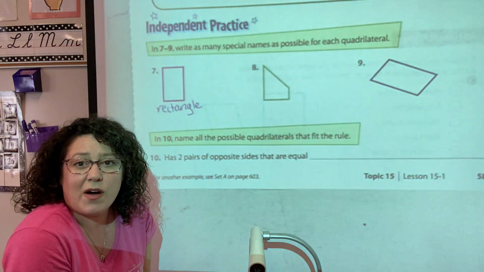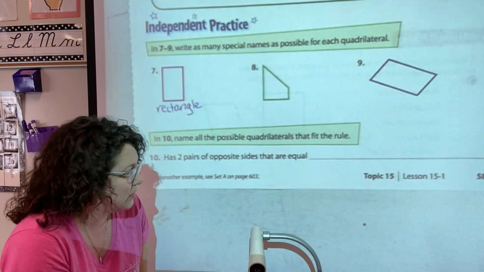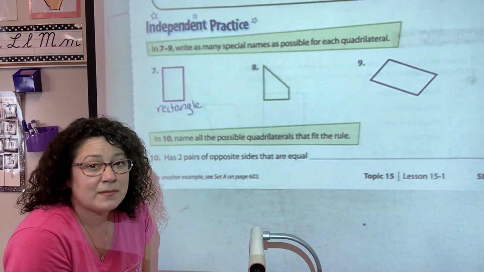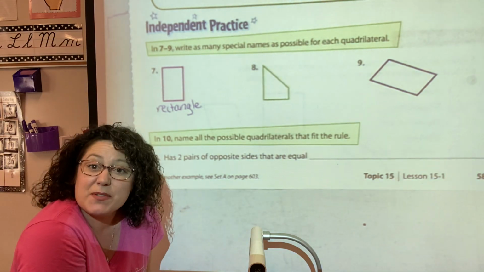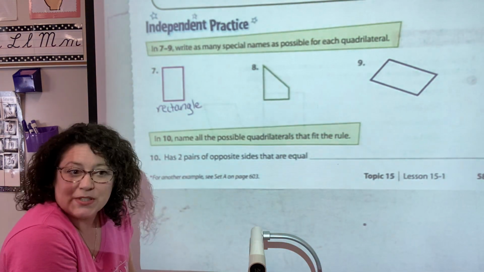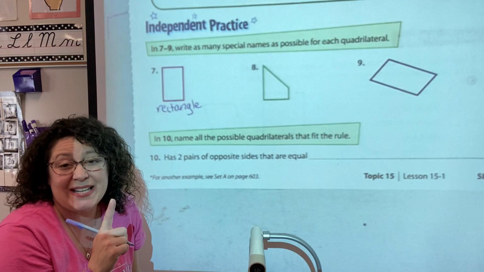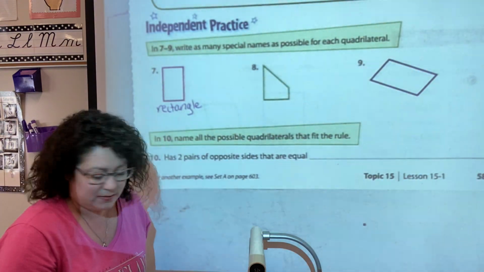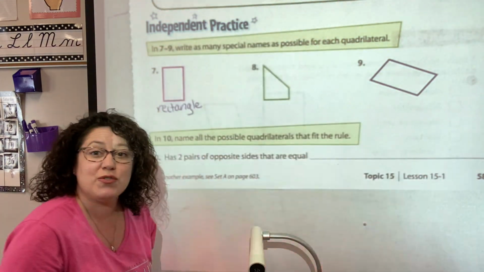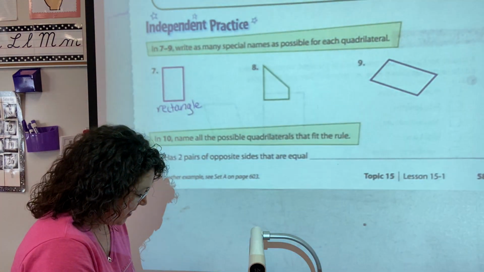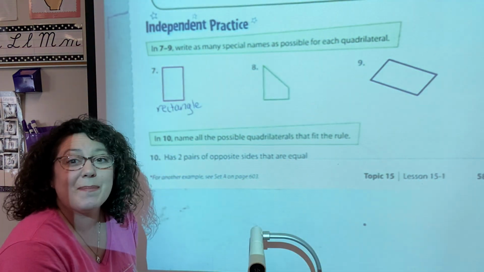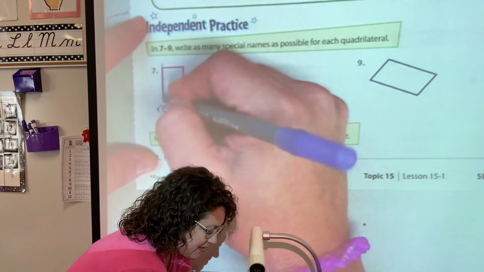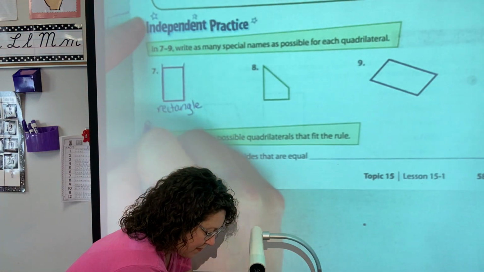Is it a square? Are all the sides the same length? Nope. So that takes away rhombus too, right? Is it a trapezoid? Nope, because trapezoids only have one side that crosses. This has 2 sides that do not cross. Is it a parallelogram? Are the opposite sides the same length? Yes. Because these sides are the same and those are the same.